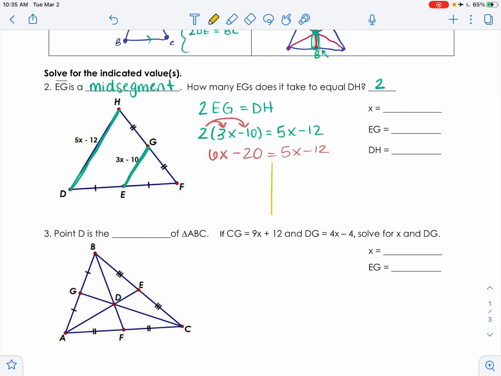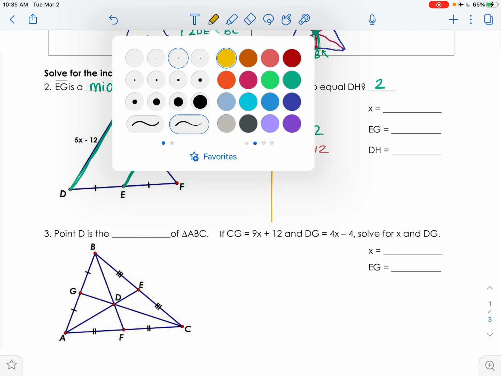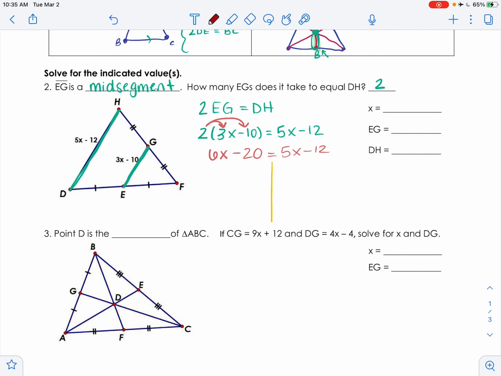And now I'm going to draw my line for the equal sign, and I'm going to start actually solving. When I solve, what I'm trying to do is get x on one side of the equal sign all by itself. So I look at this equation, and I want to try to find the smallest x term. I have 6x and I have 5x. The smallest would be the 5x. And so that's the one I want to move first.